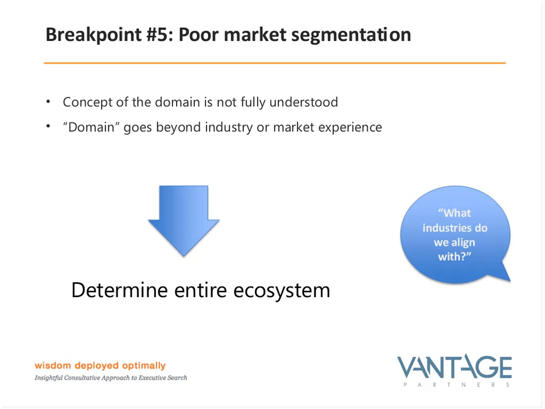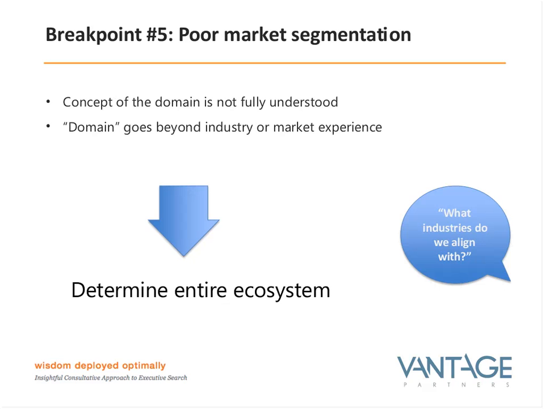Breakpoint number 5 is poor market segmentation. Now, in the context of an executive search, poor market segmentation means the concept of the domain was not fully understood. Hey, the good news about this particular breakpoint is it's quick to rectify. The goal really is to uncover the market domains of interest or sandbox you intend to hunt.